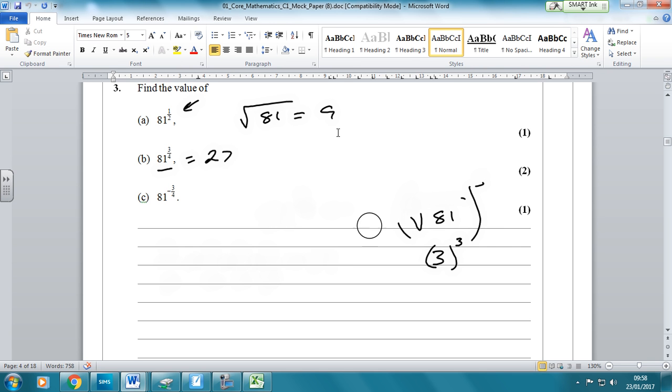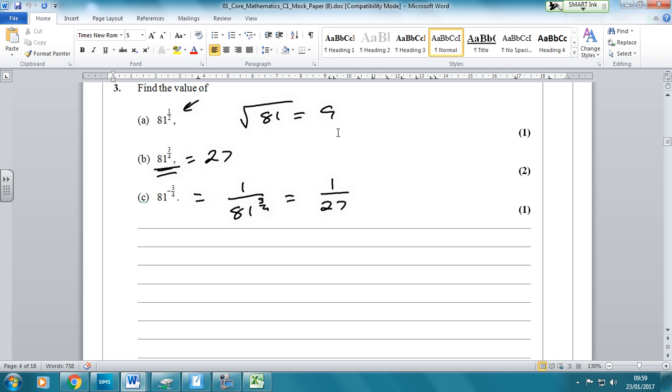Then we've got a negative power. And the way we deal with negative powers is we just change it into a positive power. So we're going to write 1 over 81 to the power of 3/4. Now in the last question, we know what 81 to the power of 3/4 is. That's 27. So we're just going to write that as 1 over 27, which is only worth 1 mark, because the only thing you're doing is putting 1 over the previous answer.